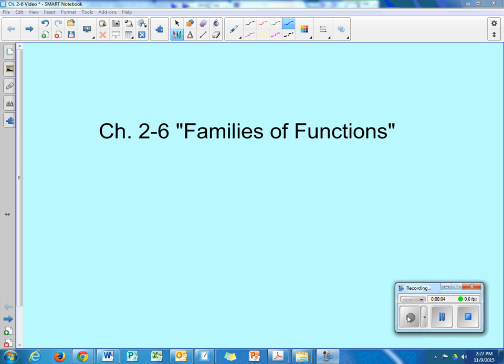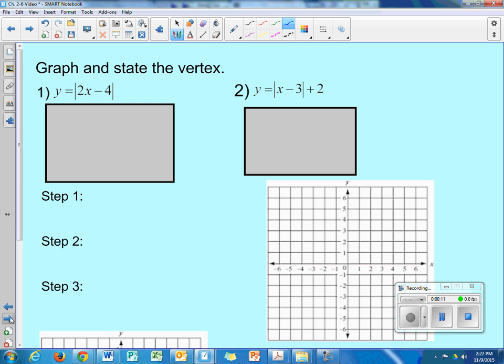Hi class, today we're going over chapter 2, lesson 6, families of functions. There are two examples in front of us here. If you can, take a pause, write it down, and see if you can answer it yourself, and come back in a few minutes.